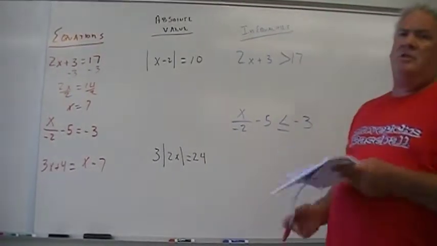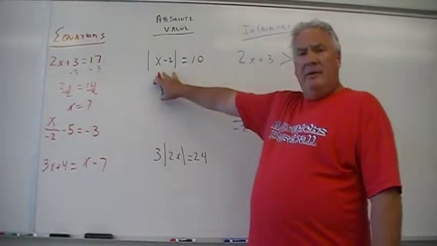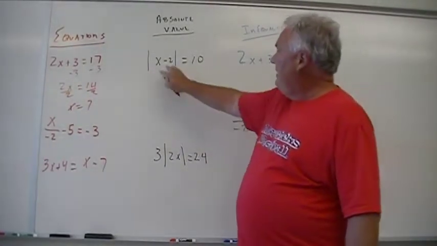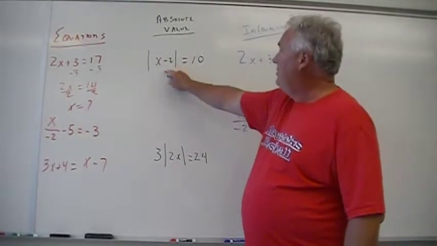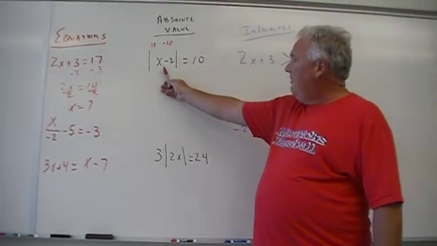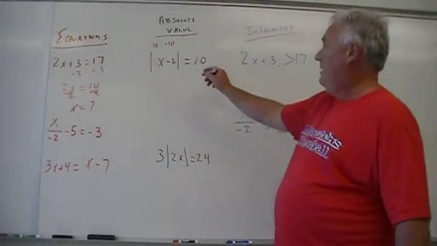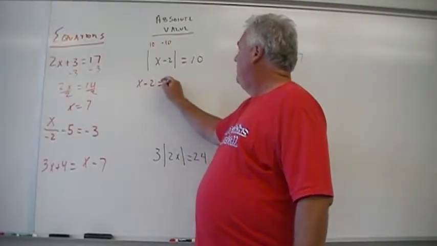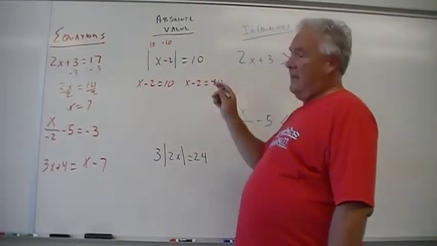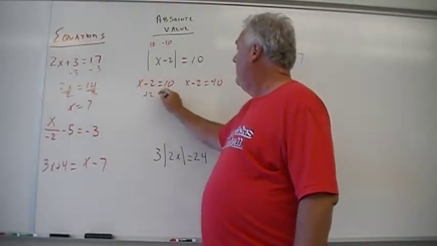Absolute value equations. Do you remember this from Algebra 1? The absolute value means the distance away from 0. We kind of forget whether it's positive or negative, meaning this. What's inside those bars is either going to be 10 or -10, because the absolute value of 10 is 10, the absolute value of -10 is 10. So you would go x minus 2 equals 10, x minus 2 equals -10. Set up two equations.